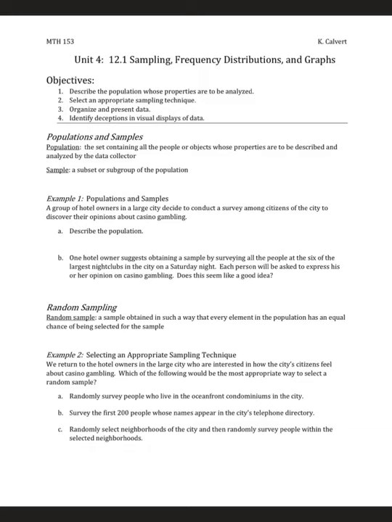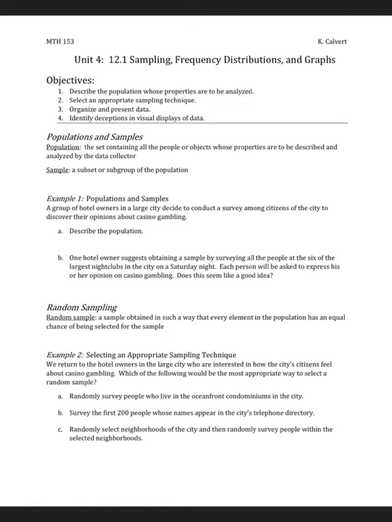Hello, Math 153. Welcome to Unit 4, which is from Chapter 12, and it's all about statistics. What we're starting with in this lesson is 12.1, Sampling, Frequency Distributions, and Graphs. You can take a moment and read the objectives there for what we're looking at in this section.